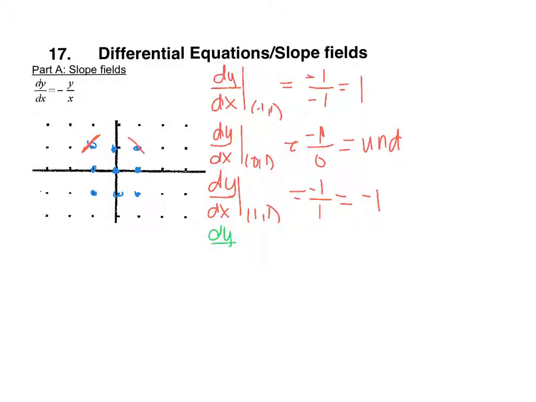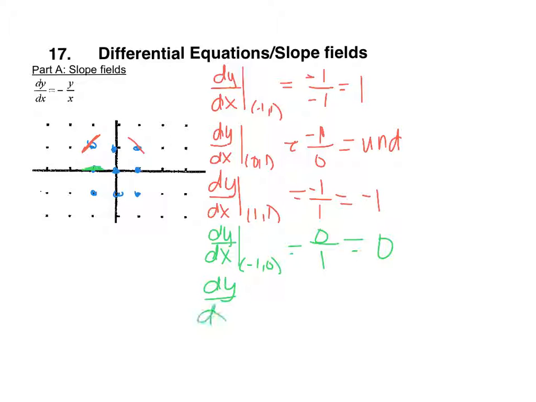I'll change colors so this way you can keep up with me. dy/dx is being evaluated at the point (-1, 0). So that's going to be 0 on top for my y, and then I have a negative 1, so that would be a positive 1. So I have 0 over 1, which is just 0. If I have 0 slope, I'm going to draw a horizontal tangent line, right? So that would show me that my slope is 0.